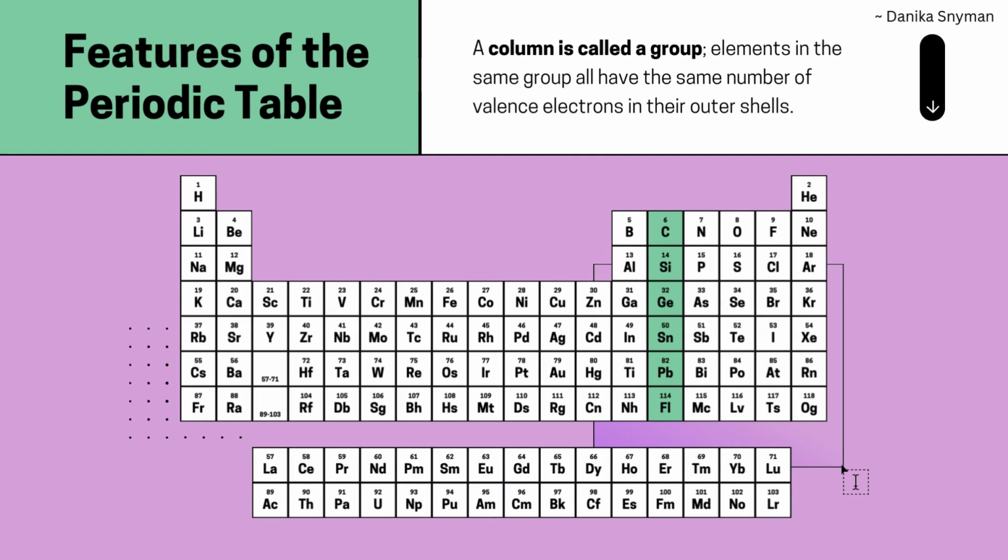A column is called a group. Elements in the same group act the same because they have the same number of electrons on the outside of the atom. We call them valence electrons.